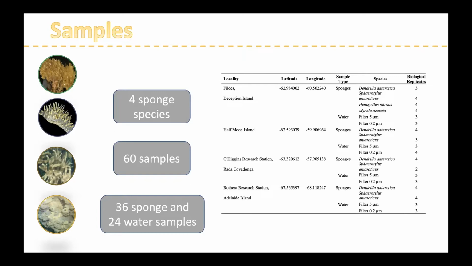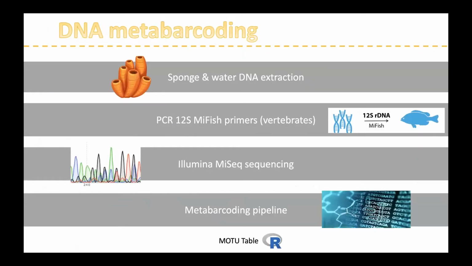Furthermore, due to the high stochasticity of metabarcoding techniques, we also performed 3 PCR replicates for each biological sample, what are called the technical replicates. The main methodology consisted of extracting the DNA from sponge tissues, then amplifying it using the specific MiFish primer for vertebrates, and then running Illumina MiSeq sequencing. After running the metabarcoding pipeline, we obtained what are known as molecular operational taxonomic units, the MOTUs, which correspond to the different species.